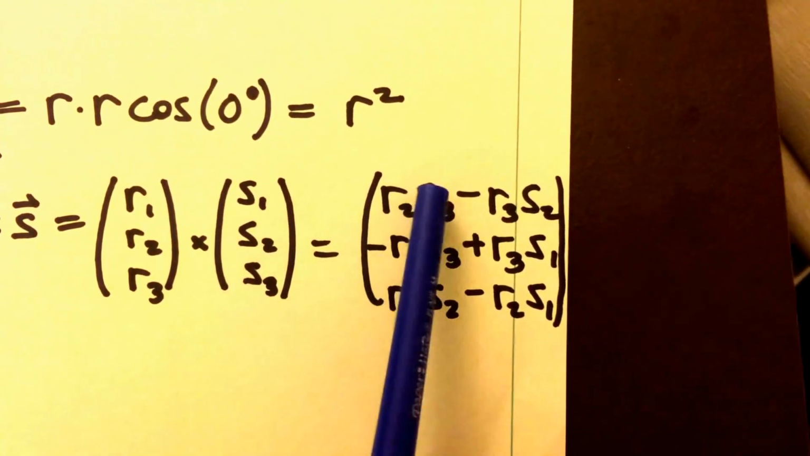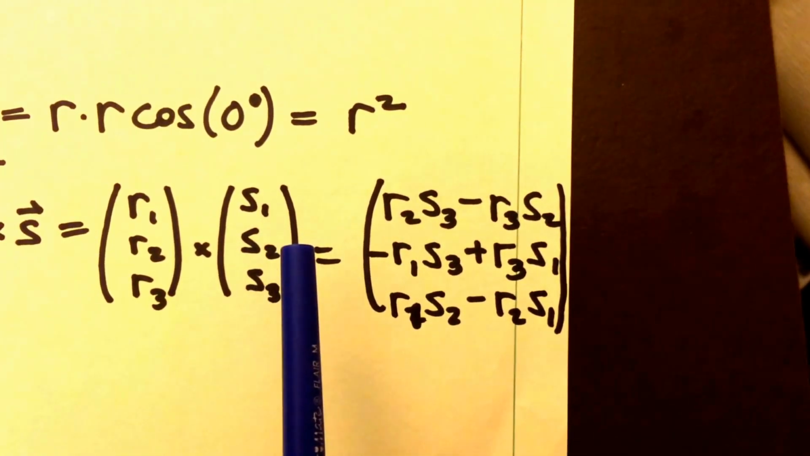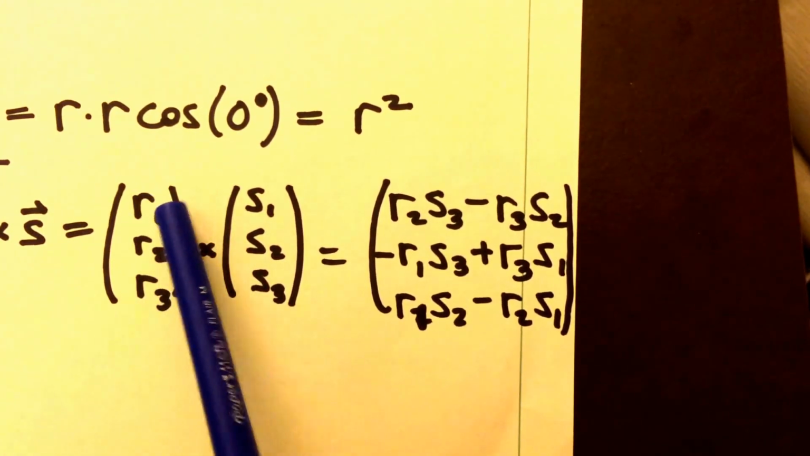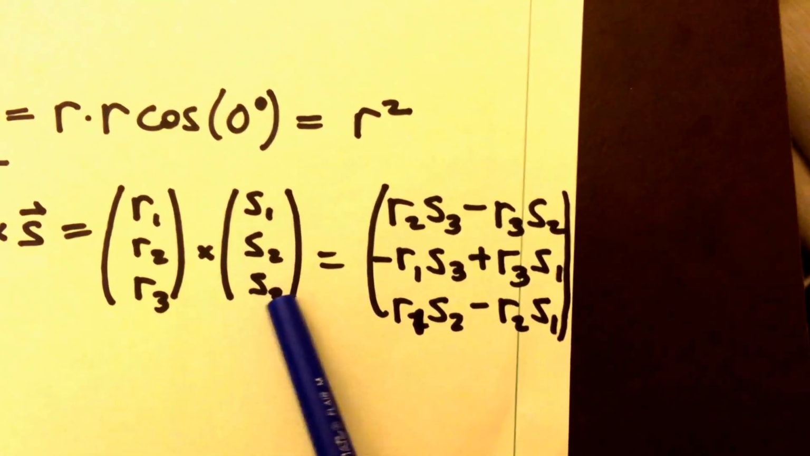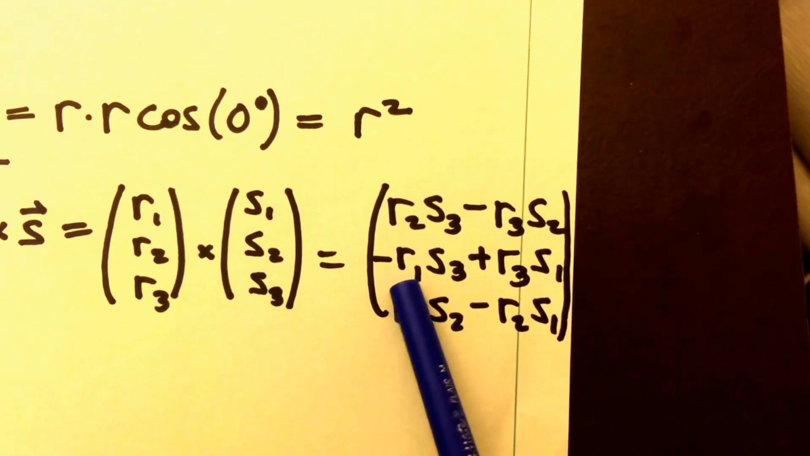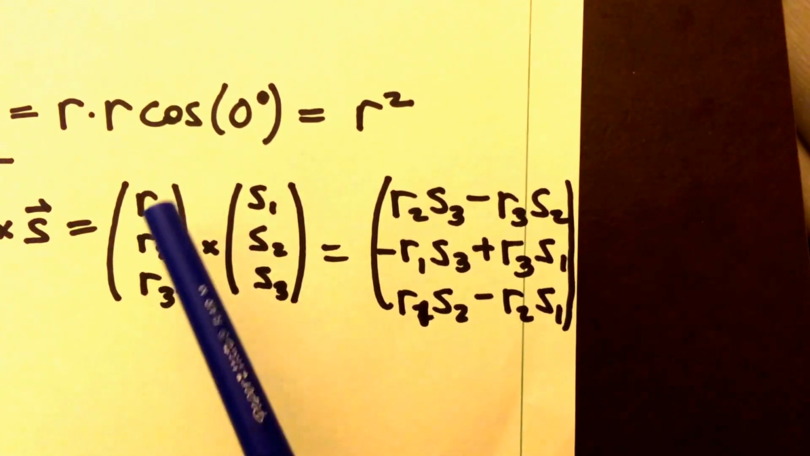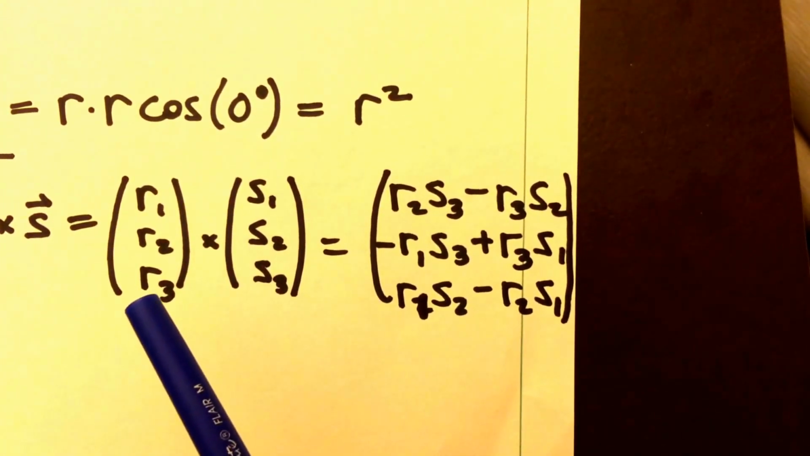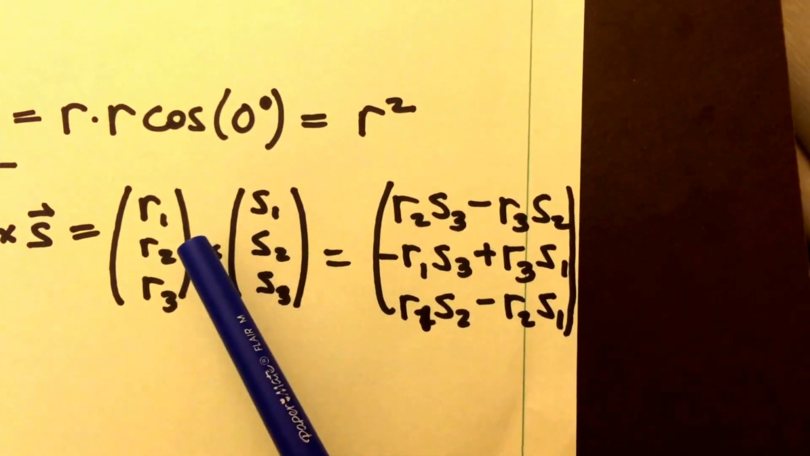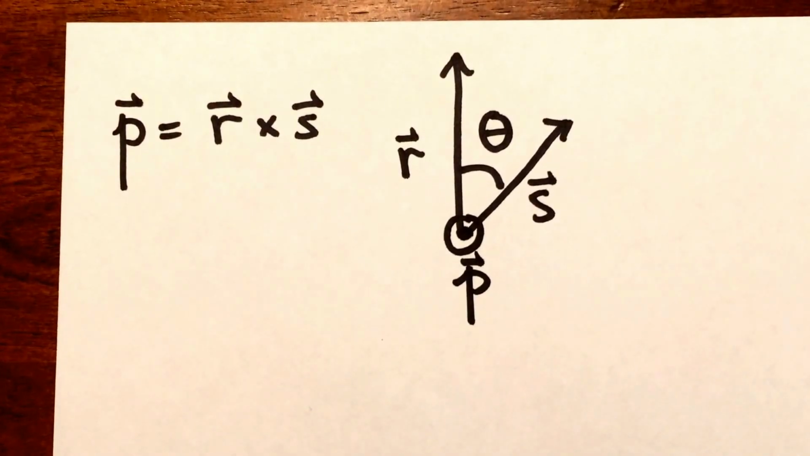And you can say that here, R2 S3 minus R3 S2. The y component, or the second component of the p vector, is minus R1 times S3 plus R3 times S1. And you can see that here, negative R1 S3 plus R3 S1. And then finally, the last component is going to be the product involving the other two components, R1 times S2 minus R2 times S1. Here are the useful properties of the cross product.